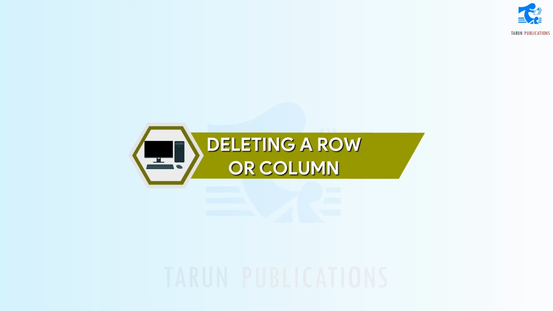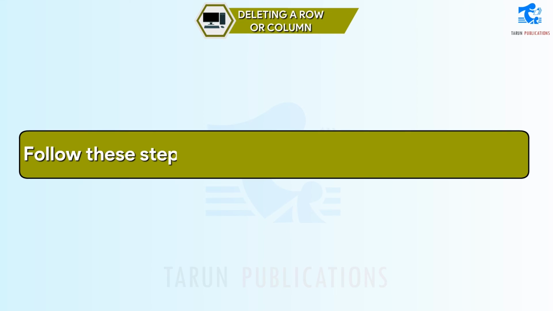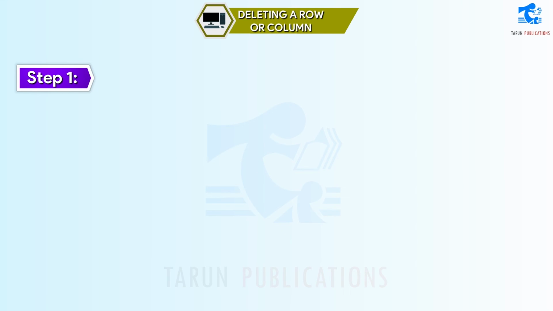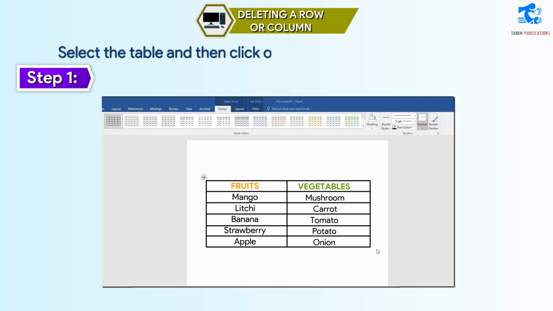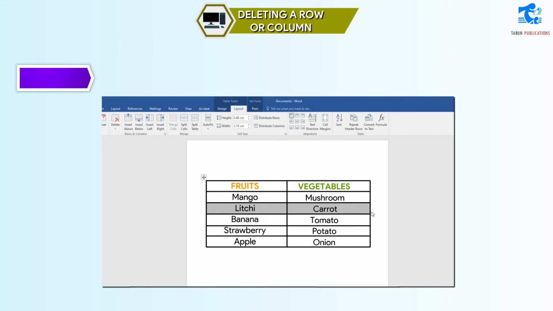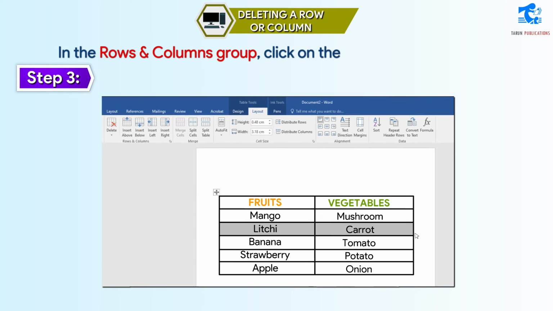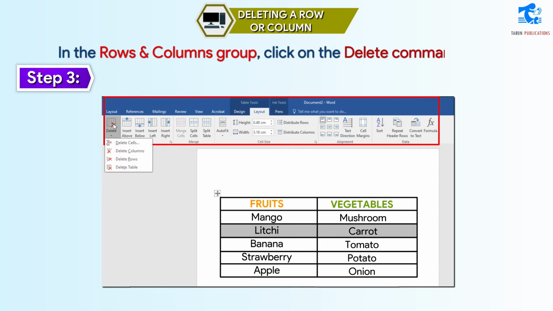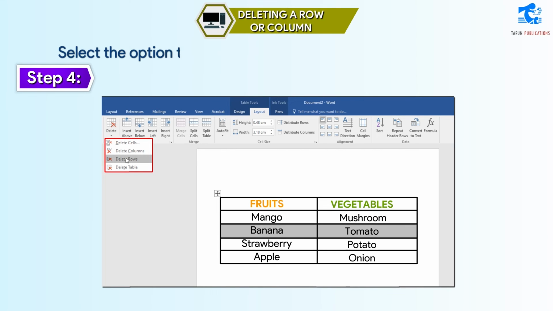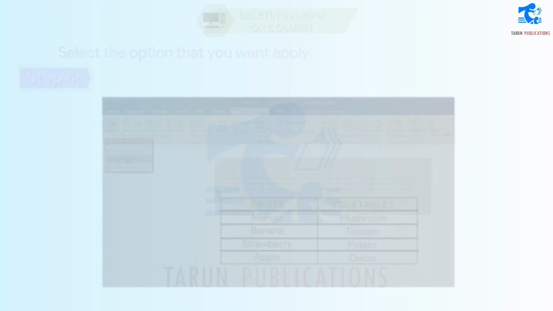Deleting a row or column. Follow these steps to delete row or column from a table. Step 1. Select the table and then click on the Layout tab. Step 2. Select rows or columns that you want to delete from the table. Step 3. In the Rows and Columns group, click on the Delete command. Step 4. A drop-down menu will appear. Select the option that you want to apply.